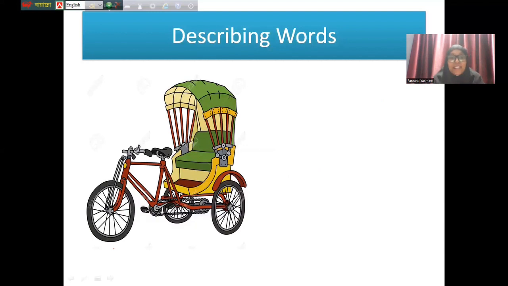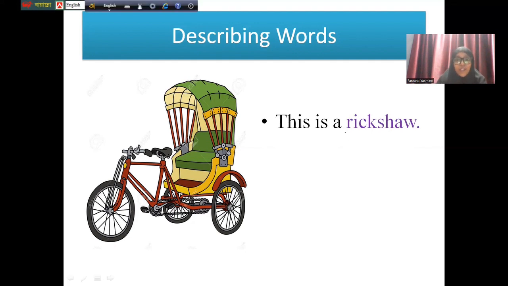Now what is it? Wow, so cute picture, right? You always ride on it, right? In our country. Okay. This is a rickshaw. What is it? This is a rickshaw. Okay, let's see.